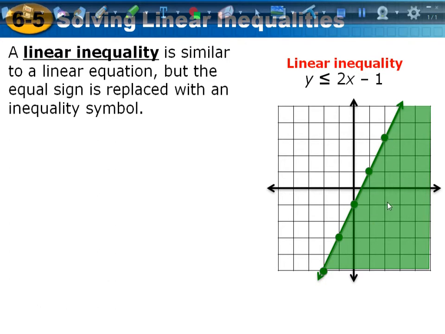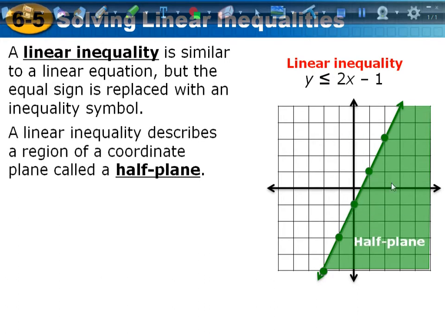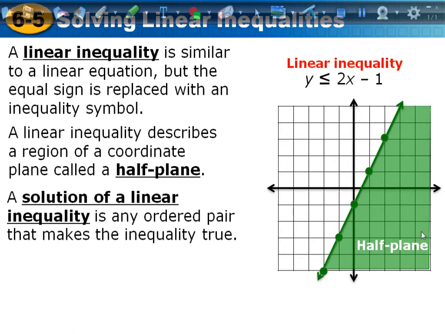However, notice it has some shading here. That's what makes it different than the equal sign. The inequality means that we're going to either shade above or below. A linear inequality describes a region of a coordinate plane called a half plane. The shaded region of your inequality is called your half plane.